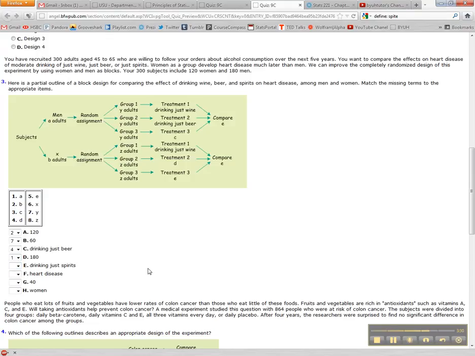And I'll just finish the whole question. So drinking just spirits should be, so you have drinking just wine, drinking just beer, so drinking just spirits should be C, right? So that's it right there, C. C is number 3. And that's it. I won't do the rest. I'll let you guys do the rest. So good luck.